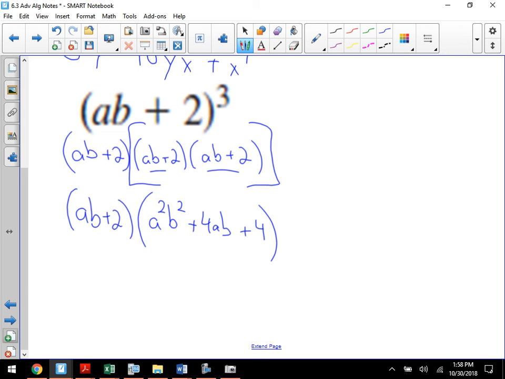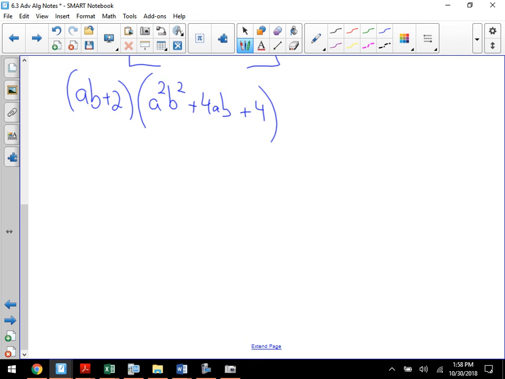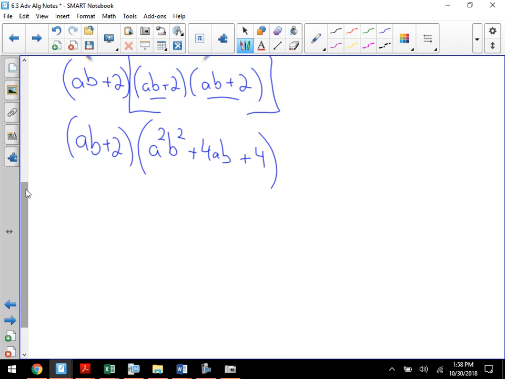AB quantity squared. Because I'm multiplying AB times AB. AB times AB is A times A times B times B. That's right, A squared. Okay. And then you FOIL out the last bit again. It gets messy when you have multiple variables.